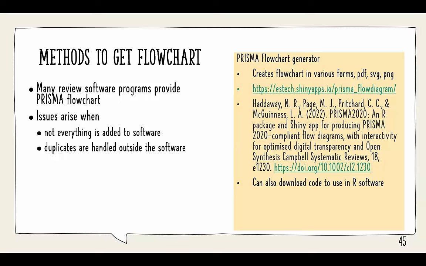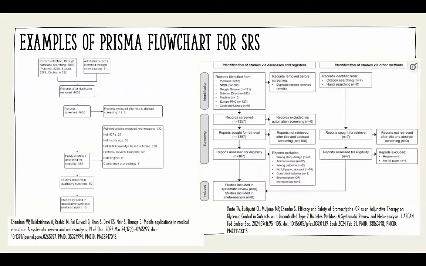There's also this PRISMA flowchart generator. This gives you the flowchart in different forms. I remember one time we were submitting to an engineering journal and it required an SVG. And I was like, oh, I don't even know what that means. And so I used this generator to do that. It has where you can go and put the information in. And if you're an R software person, it also has some code that you can use for that. So this is just to show those different styles of doing PRISMA flowcharts.